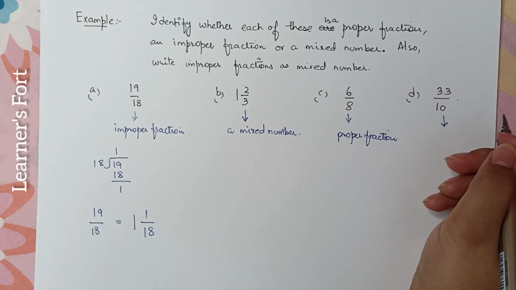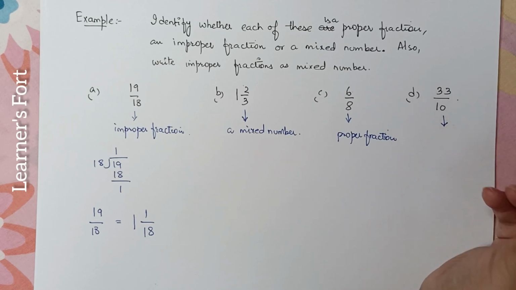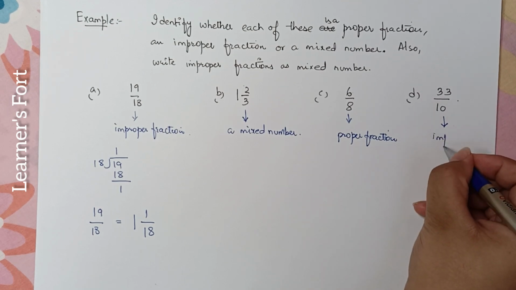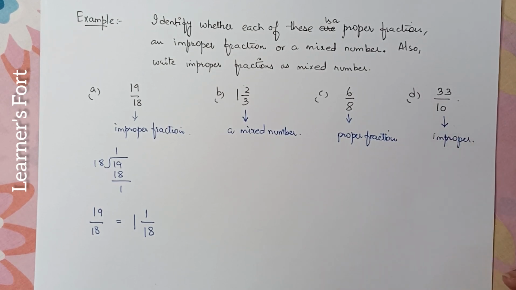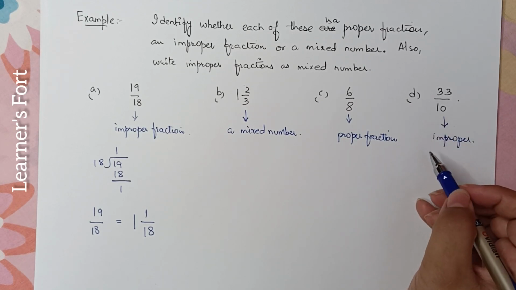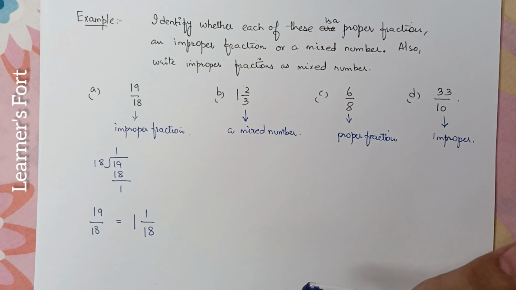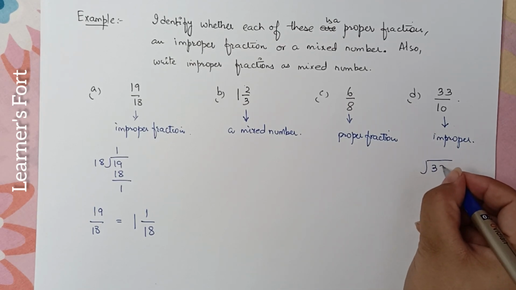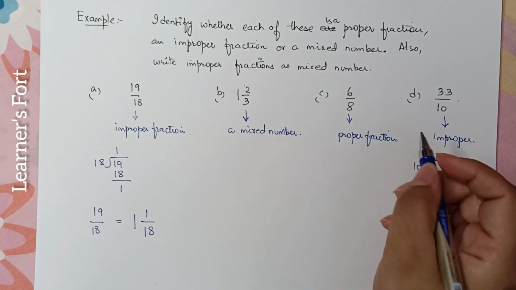33 upon 10. What is it? Yes, it is an improper fraction. Now, what we're going to do is convert the improper fraction into a mixed number. So we're going to divide 33 by the denominator, which is 10.